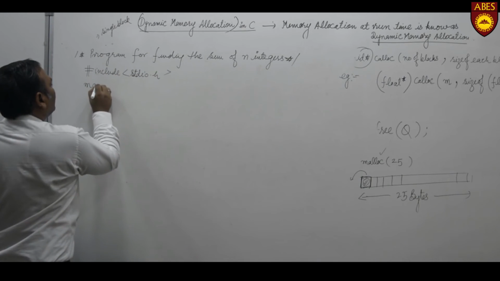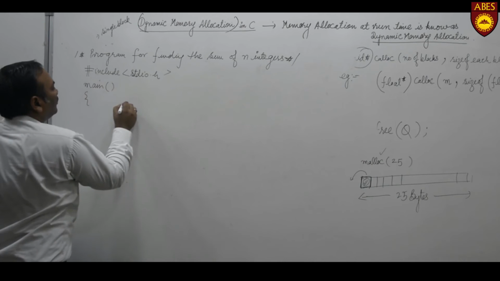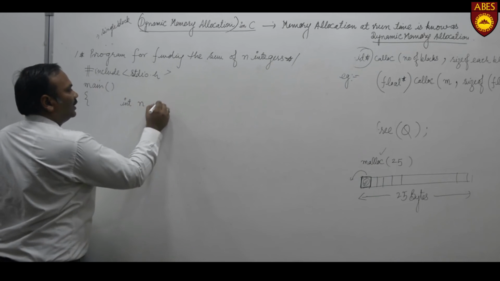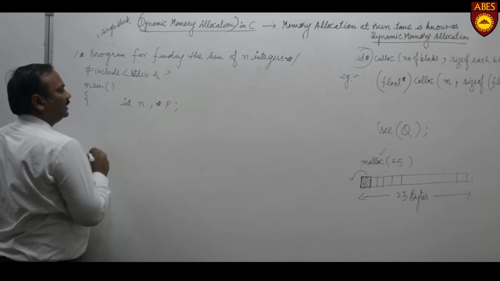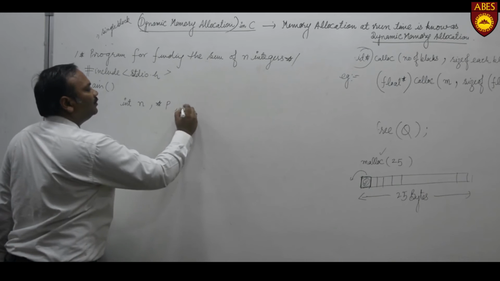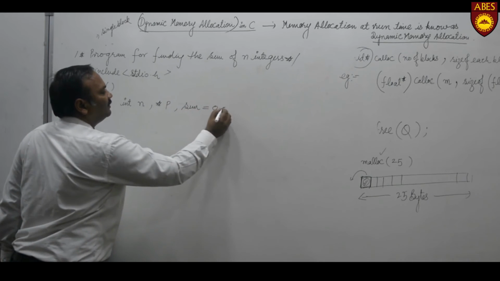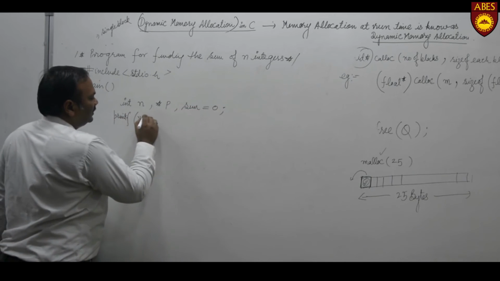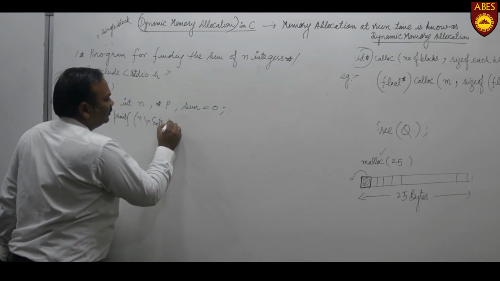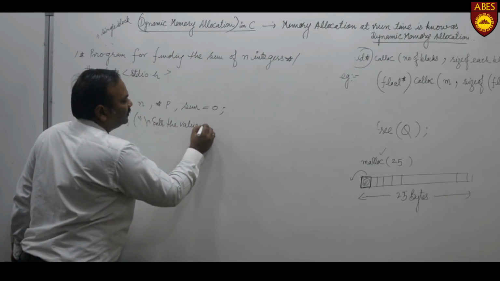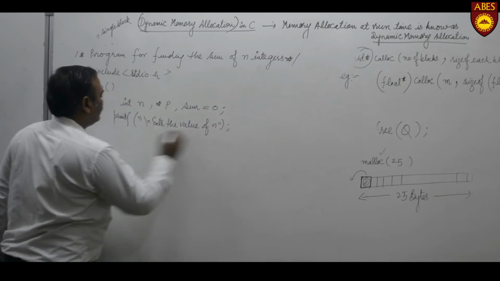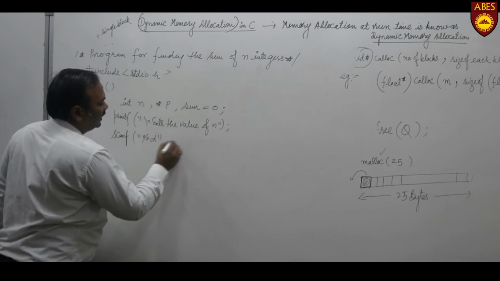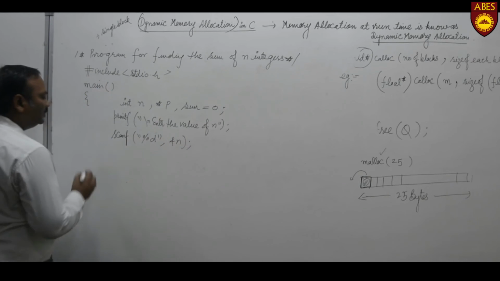There are n integers. We must declare a pointer. For the sum, I am taking one variable sum and initializing it with 0. Simply I am putting one message: Enter the value of n. By using scanf, we are entering the value of n through the keyboard.